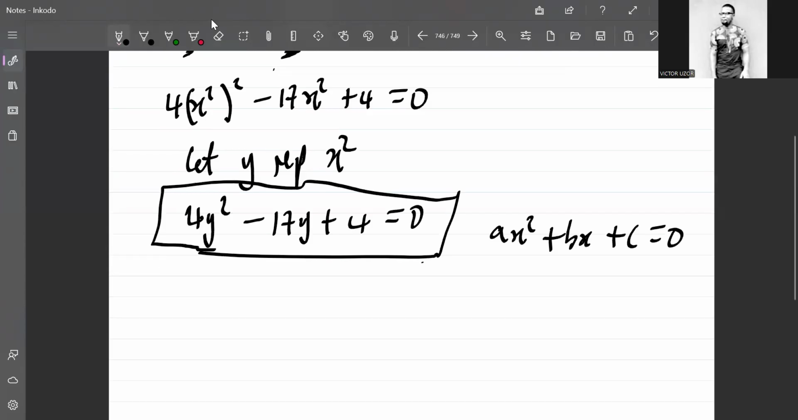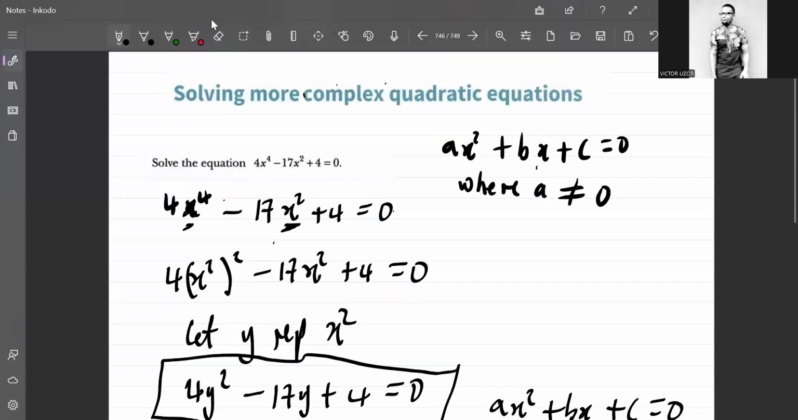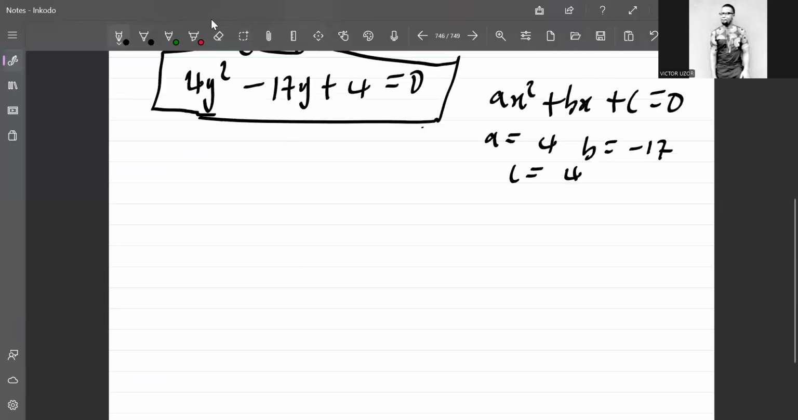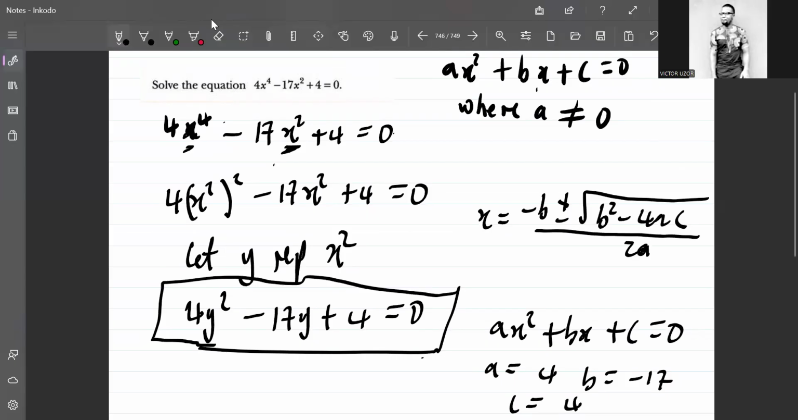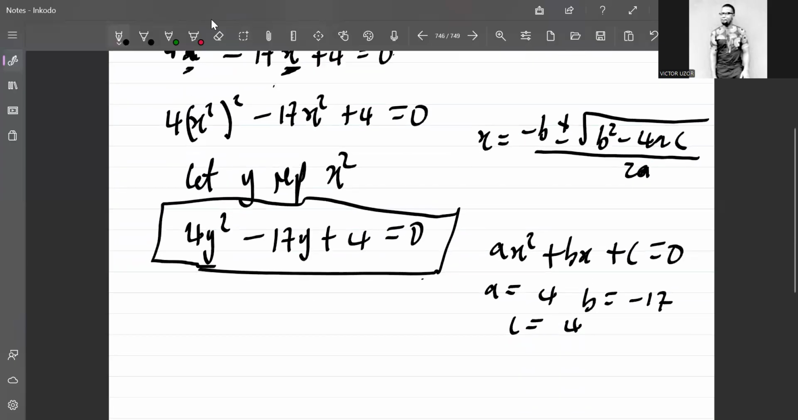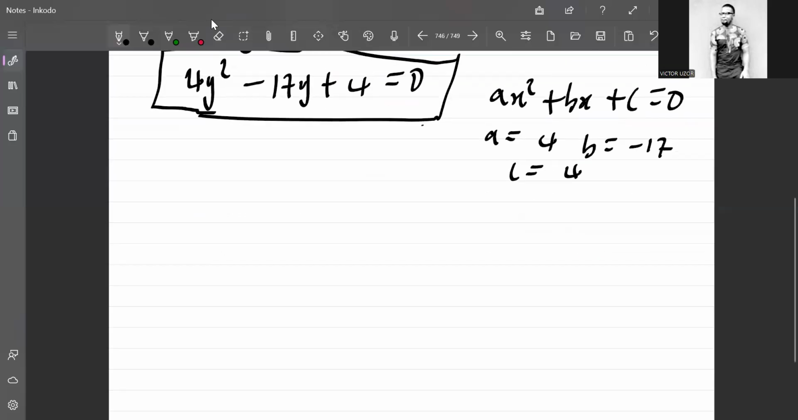So you can now say that your a is 4, your b is minus 17, and your c is 4. So if you actually want to use the formula method, what is that formula again? The formula for a quadratic equation is x equals minus b plus or minus square root of b squared minus 4ac, all over 2a. You can use this formula, or you can use your calculator, or you can use your factorization method. Any of the methods that you're comfortable with, you can just do it.